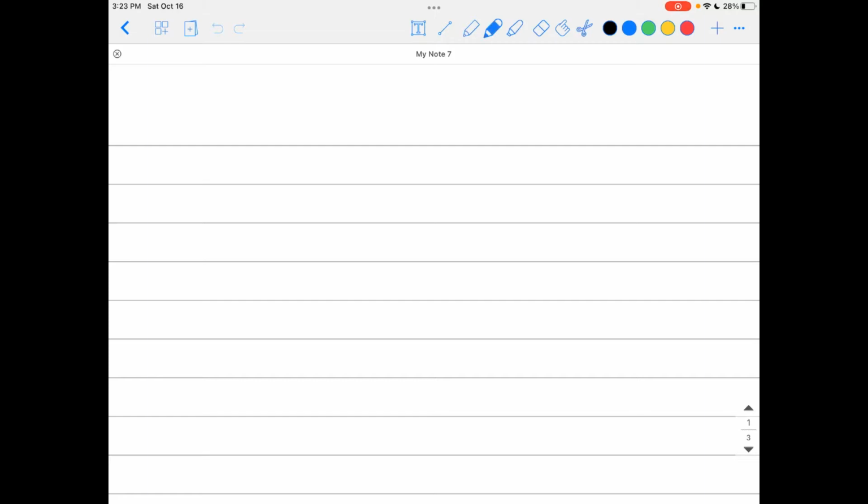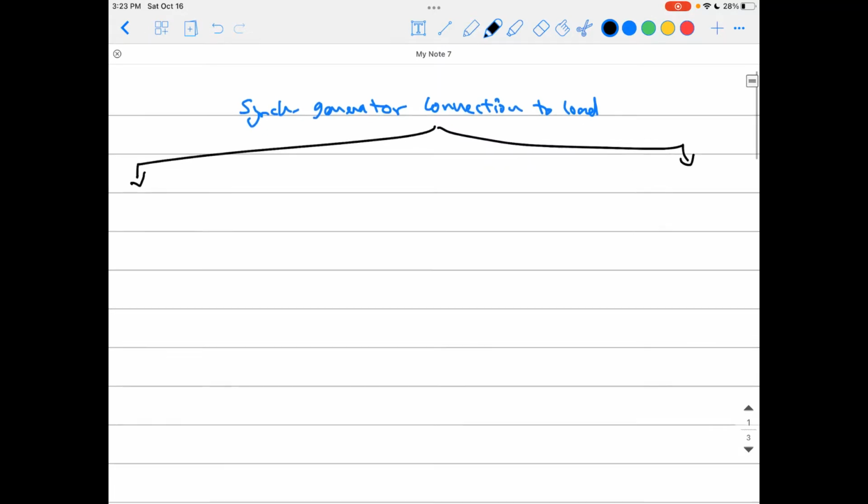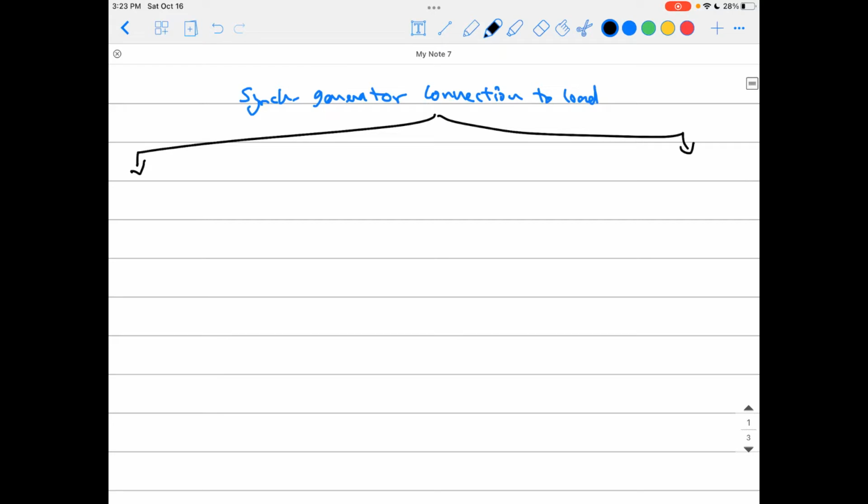Last time we were talking about the synchronous machine connection to the load. Okay, so we said that the synchronous generator connection to load. We said that we have two kinds of connection for the synchronous generator or application that can be used. The first one is what we called the standalone mode. Sometimes we call it the isolated mode.